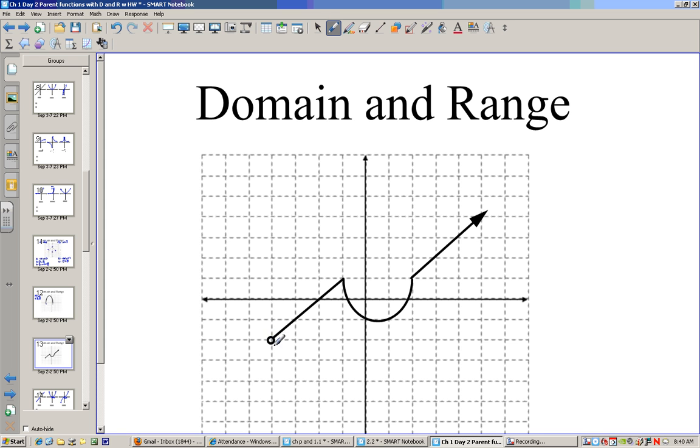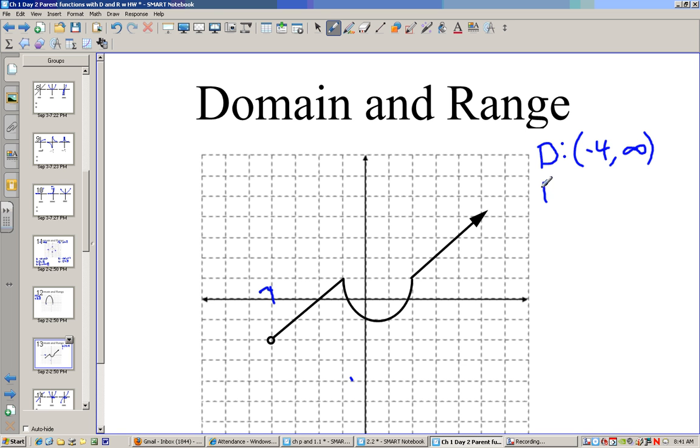Now this is a little bit different because it has an open dot and it goes on forever in that direction. So what we do is we say the domain, instead of using a bracket, we use a parentheses to say that it is not equal. So it goes from -4, and then it goes all the way to the right. So we say that goes to infinity. And if it goes to infinity, it can never actually reach infinity, so we use a parentheses there also.